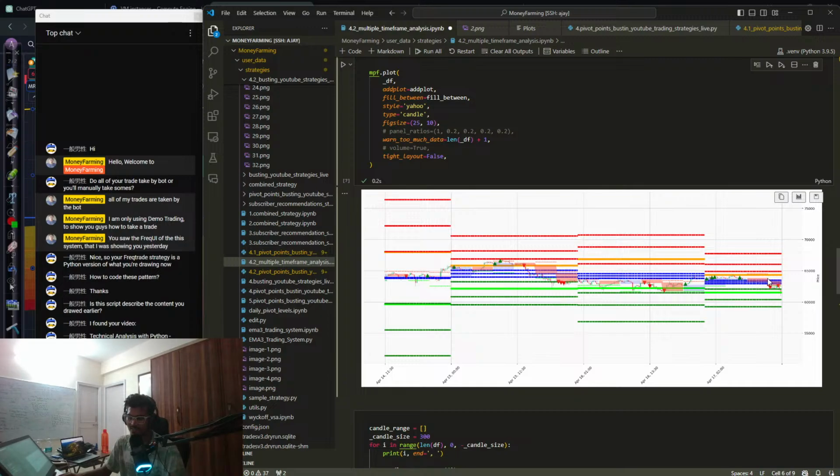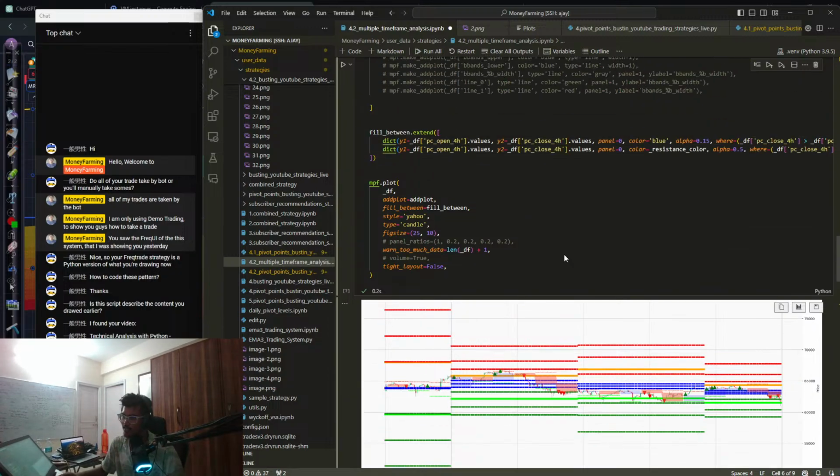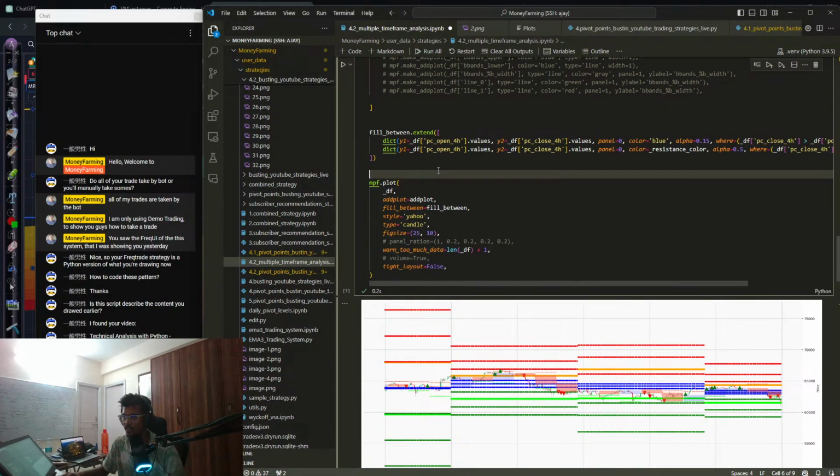the previous day, previous candle close on 4 hour, and I went to TradingView and showed you, see, this is the previous candle close on 4 hour. With look ahead bias, it really messes up the strategy. So watch for that look ahead bias, okay.